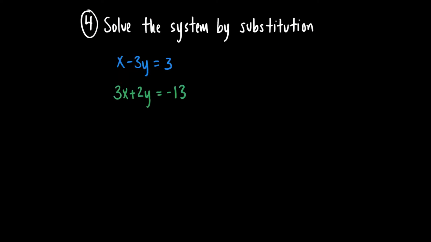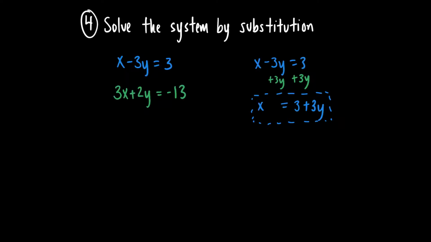All right, last example here. Solve the system by substitution. We've got 2 equations, and look at this. We've got a nice x all by itself here. So let's isolate that x. So x minus 3y is equal to 3. If we add 3y to both sides, then we will have x is equal to 3 plus 3y. If you want to put 3y plus 3, that's fine. I'm just going to do 3 plus 3y.